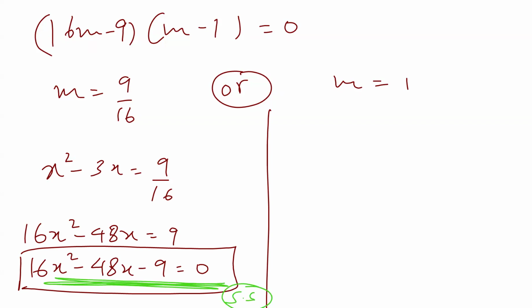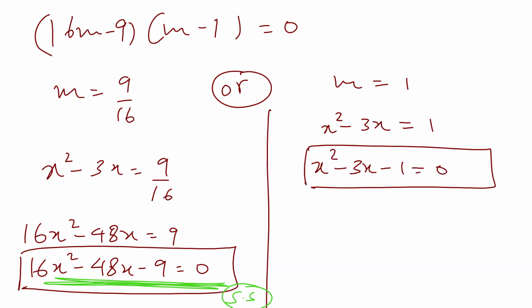Okay. And here also x square minus 3x equal to 1. So x square minus 3x minus 1 equal to 0. This part also you should solve using formula method.